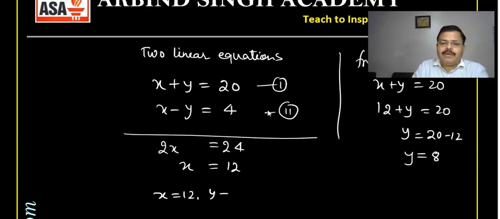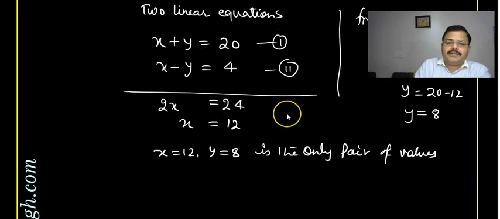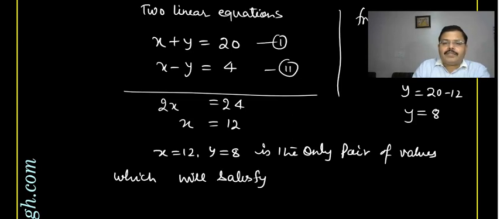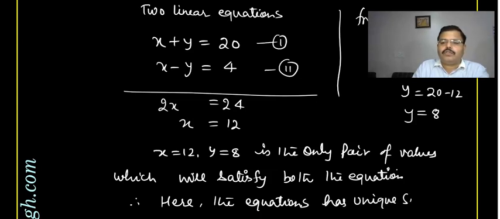So here x is equal to 12 and y is equal to 8 is the only pair of values which satisfies both the equations, right? Okay. So we can say these two equations have a unique solution, that is only one solution, and there is no other pair which will satisfy both the equations, so we can say there is a unique solution.